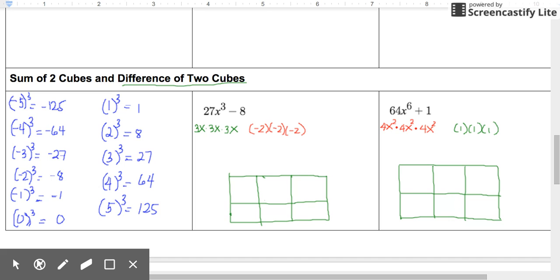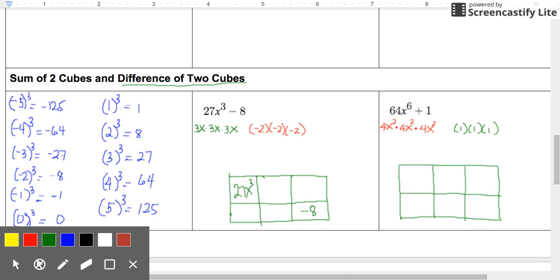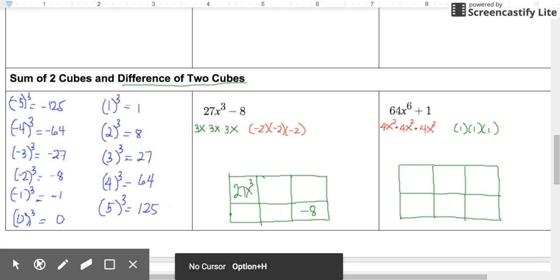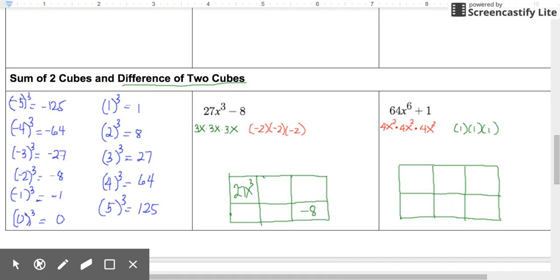So how do we factor this? Well, we can think of 27x cubed minus 8 as the area of a rectangle, a 2 by 3 rectangle. That means we can put 27x cubed here and negative 8 here. Then we think of the factors of 27x cubed. One of the factors could be 3x, so we put 3x here.